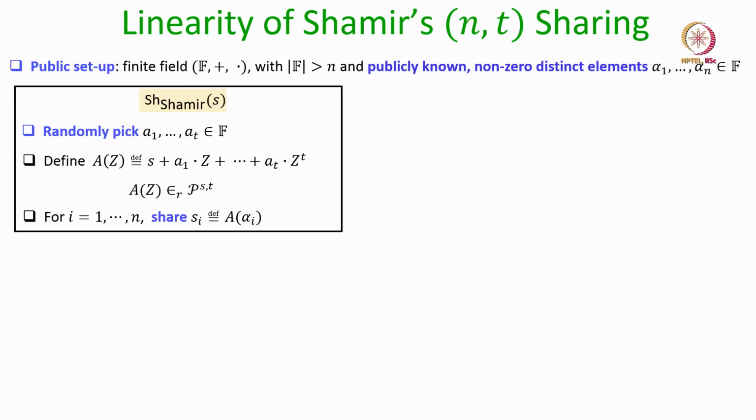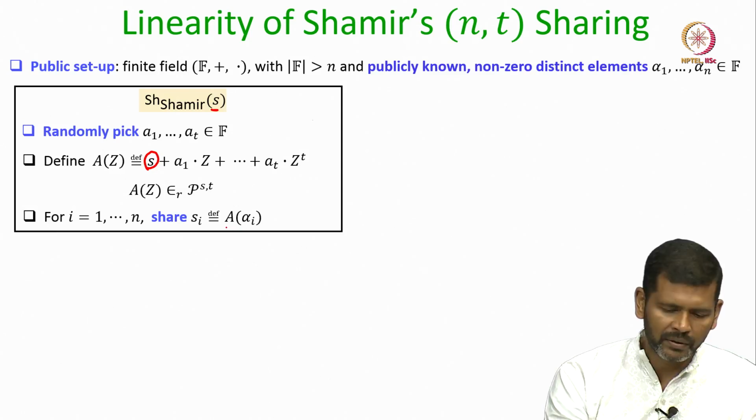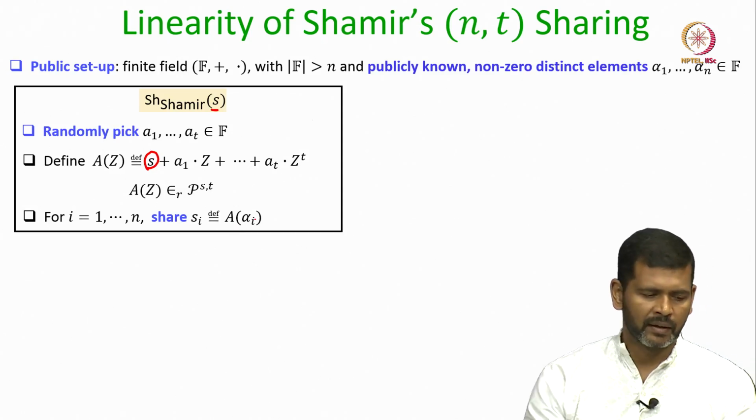Recall Shamir's secret sharing scheme is as follows. If you have a secret S over the field which needs to be secret shared, and if you have a publicly known setup, namely n field elements which are publicly known, distinct and non-zero, then to share a secret S, the dealer can pick a random T degree polynomial whose constant term is the secret to be secret shared, and the share for the ith party is the evaluation of the polynomial, or the value of the polynomial at alpha I.